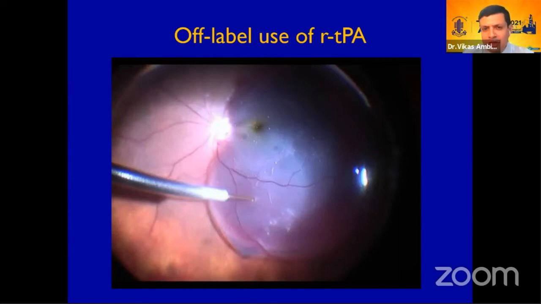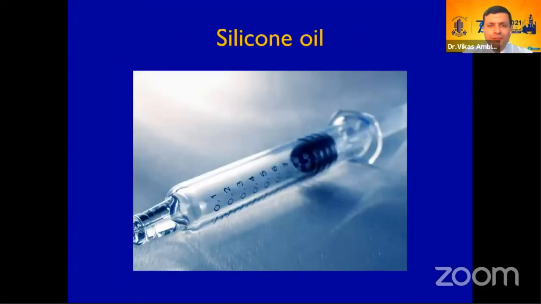So here we've been using TPA either in intravitreal or in subretinal form. Either we can do a vitrectomy and inject the TPA into the subretinal space and then inject gas, or otherwise we can just inject intravitreal TPA along with gas. Both these options have shown promising results as compared to simple observation.